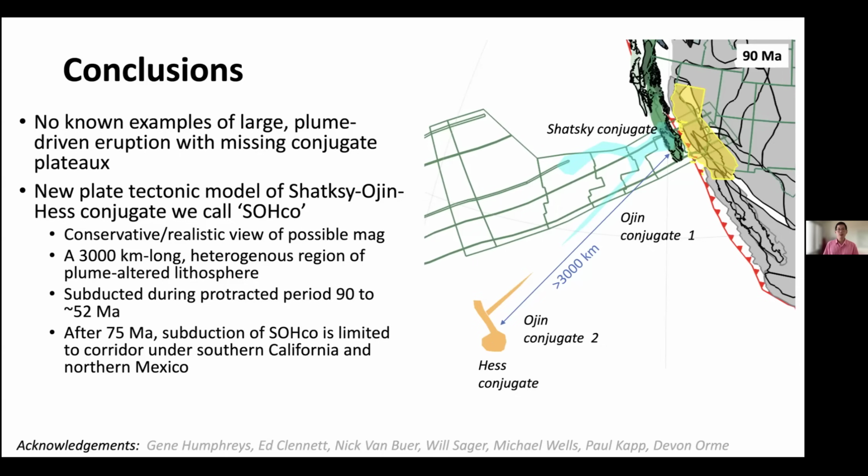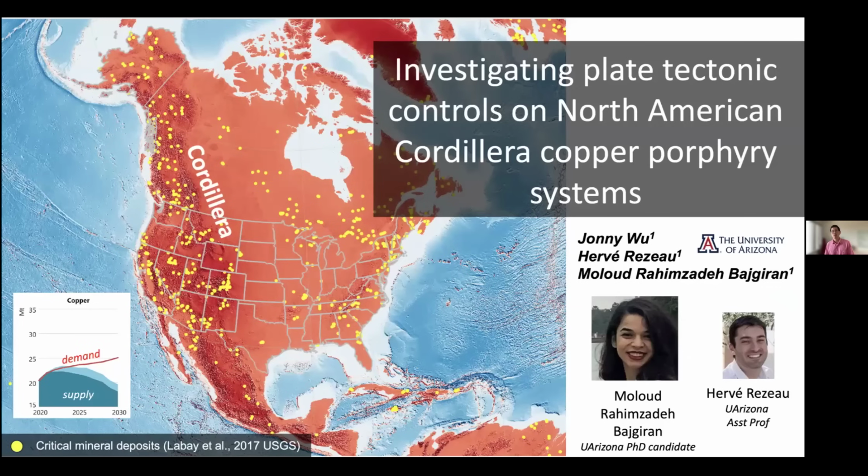So I think I have maybe about 5 more minutes left. And so I want to just summarize some work that we're doing on copper porphyry systems under North America. And why are we looking at the Cordilleran region? Well, this is a map of critical mineral deposits, and you can see that this North American Cordilleran region has a significant concentration of critical minerals. And the work that I'm showing is a PhD thesis chapter that is being done by Maulud, who's working with me as a PhD student.